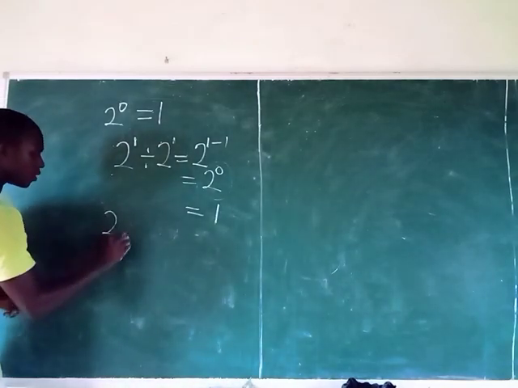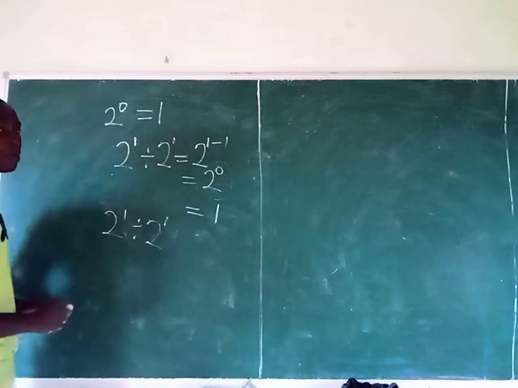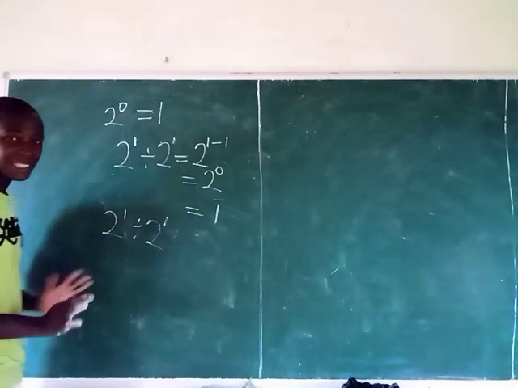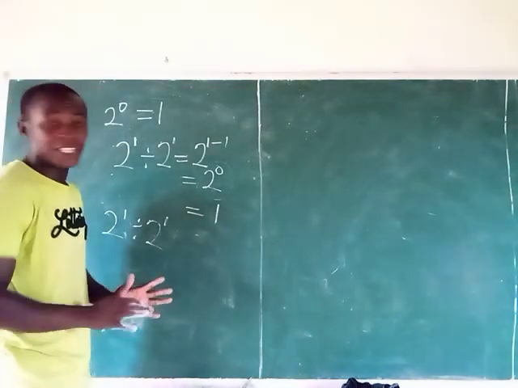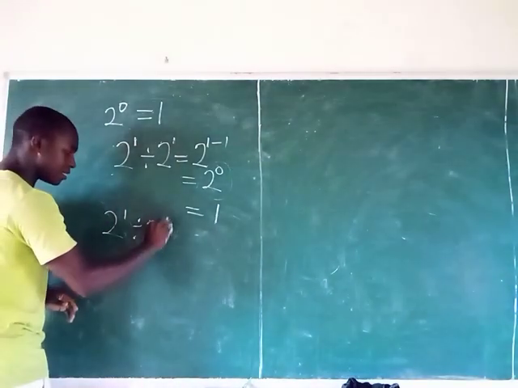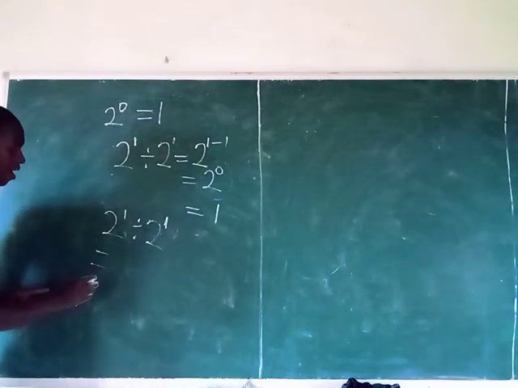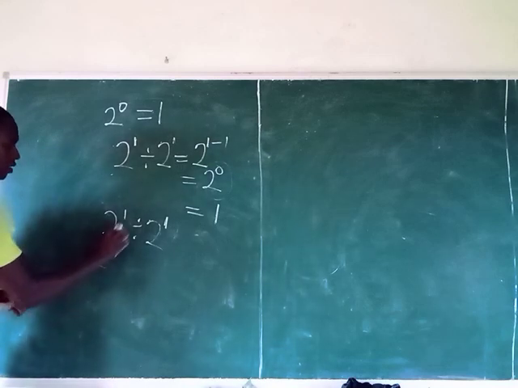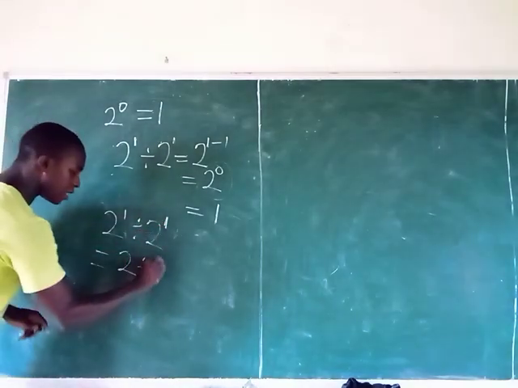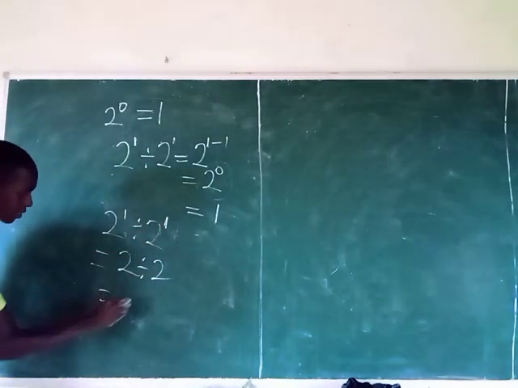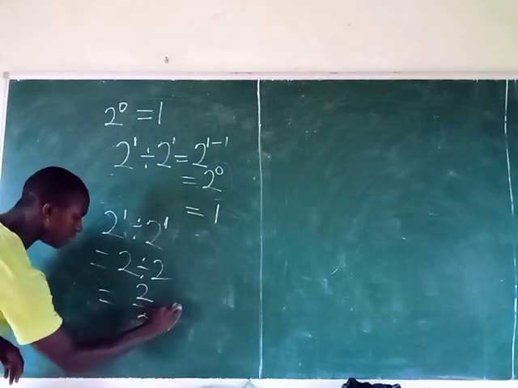We have 2 raised to the power of 1 divided by 2 raised to the power of 1. Now, let's just solve this mathematically without any law applied. Watch. Now you have this. In mathematics, let's simplify it. 2 raised to the power of 1 is the same thing as 2, and 2 raised to the power of 1 is the same thing as 2. So this means 2 divided by 2 is equal to what?